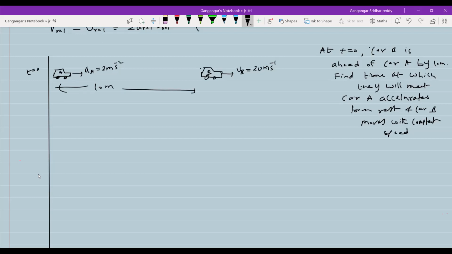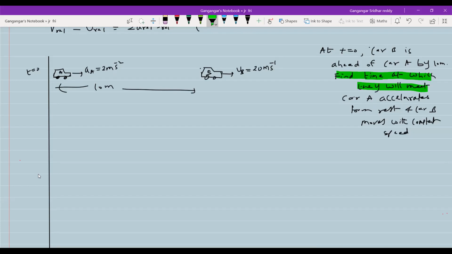So the car A will accelerate from west, and the car B is that one. So what are the things, like after what time? Find the time at which they will meet. That's the thing that we ask: find the time at which they'll meet. This sentence is very important.